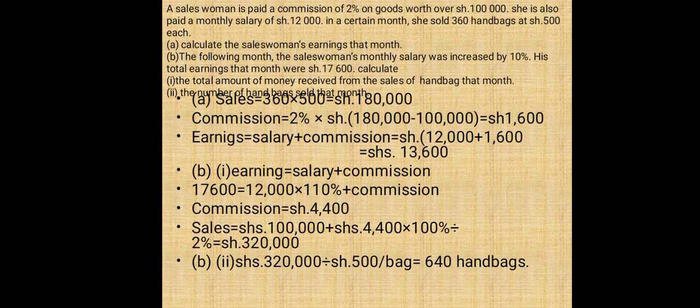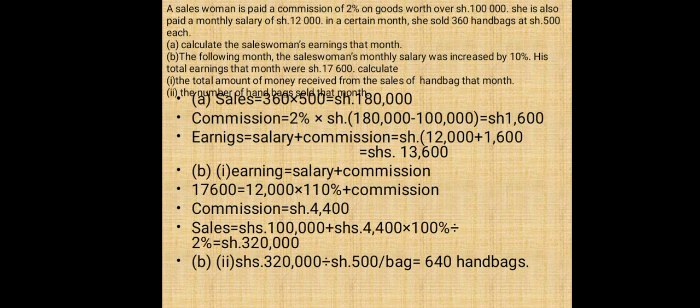Now, a saleswoman is paid a commission of 2% on goods worth over 100,000. She is also paid a monthly salary of 12,000. In a certain month, she sold 360 handbags at 500 shillings each. Calculate the saleswoman's earnings that month. That's part A. Part B.